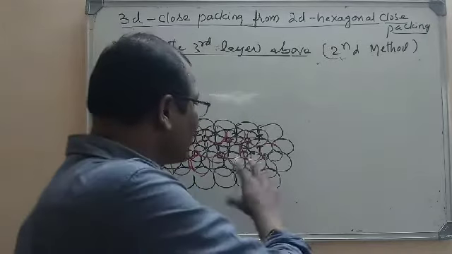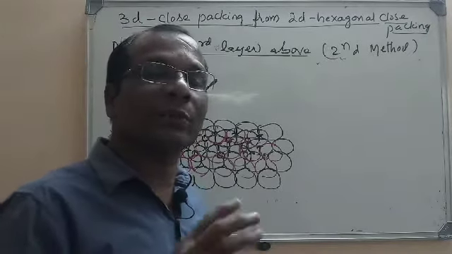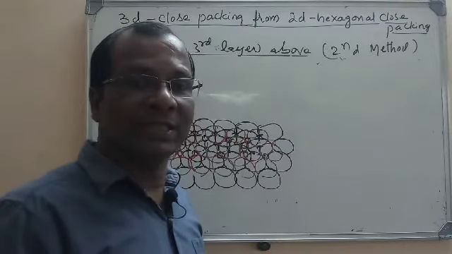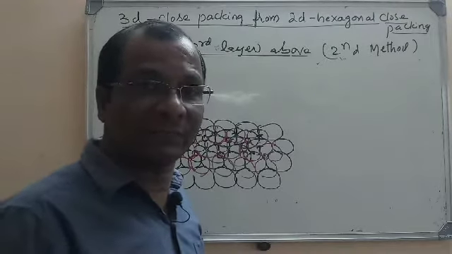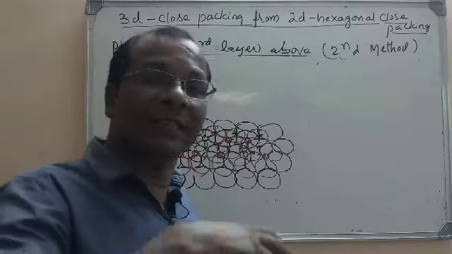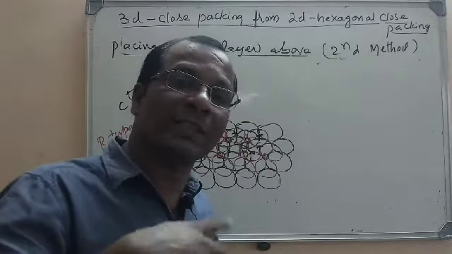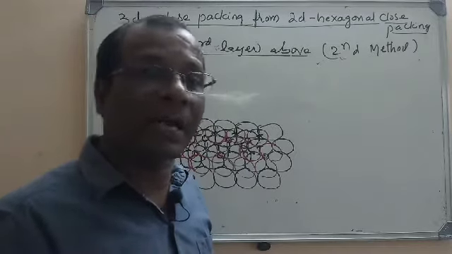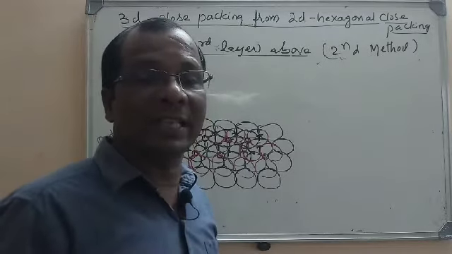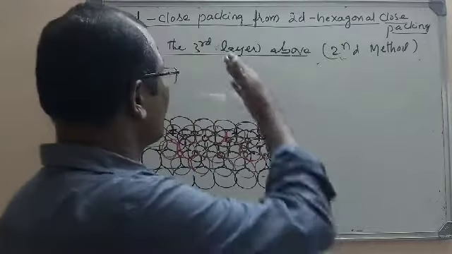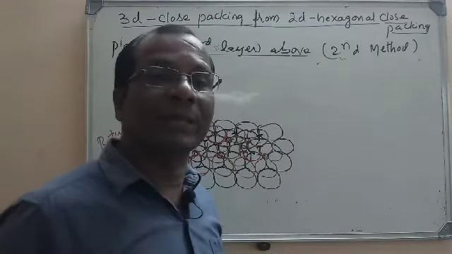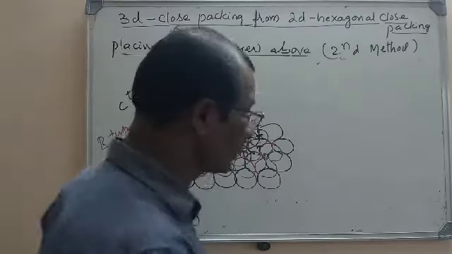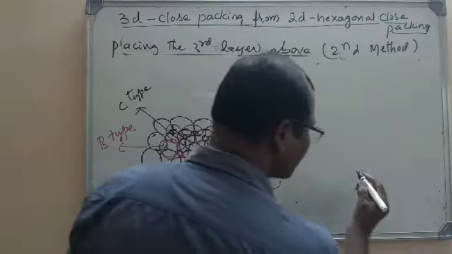Now if the third layer is placed over the second layer in such a way that the octahedral voids of the second layer are covered by the third layer, then the third layer will be entirely different from the first and second layer. First layer is A type and second layer is B type, and so the third layer will become C type, and the arrangement we got is CCP, cubical close packing, or face centered cubic structure. I will show you how this arrangement is obtained.